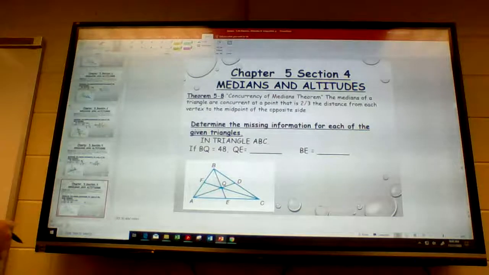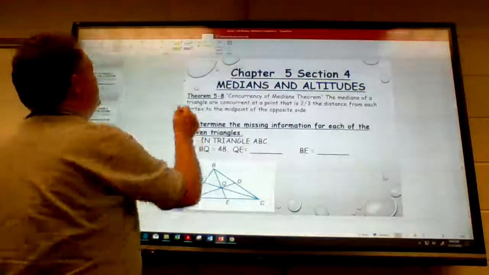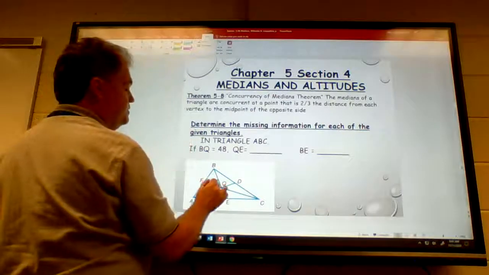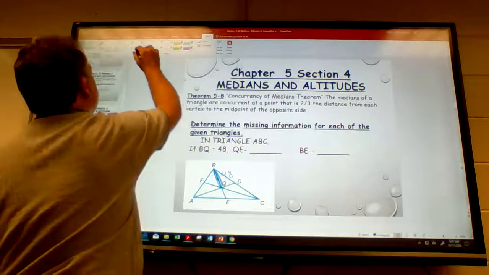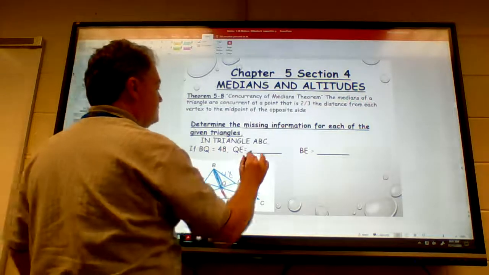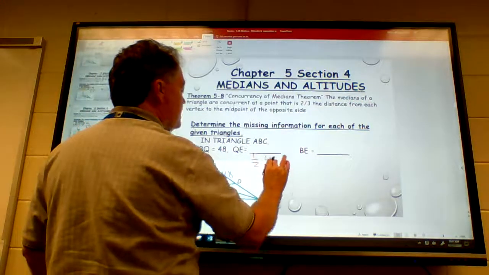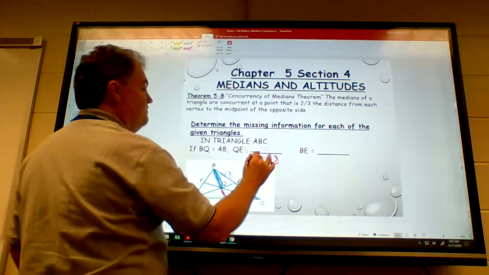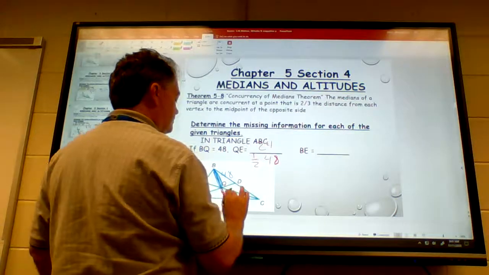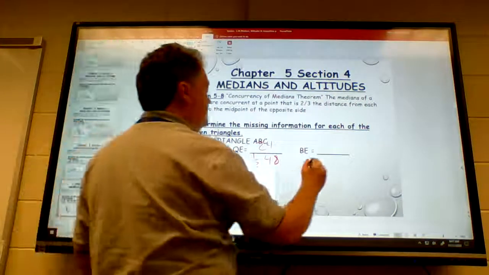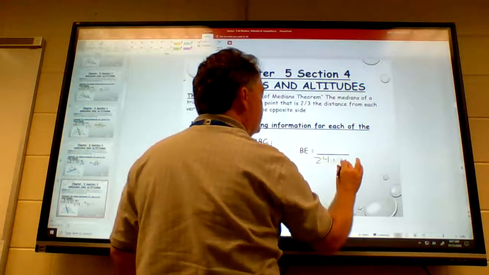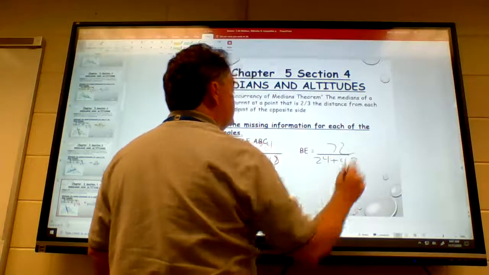All right. Now, BQ. If you look, BQ is the bigger of the two portions right there. And I'm making that 48. QE is half of that, half of 48. Half of 48 is 24. And then BE is those two added together, 24 plus 48, which is 72.